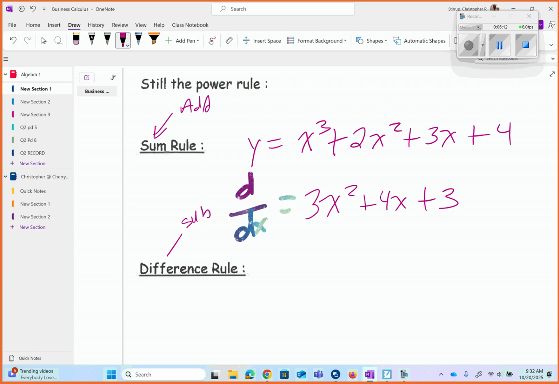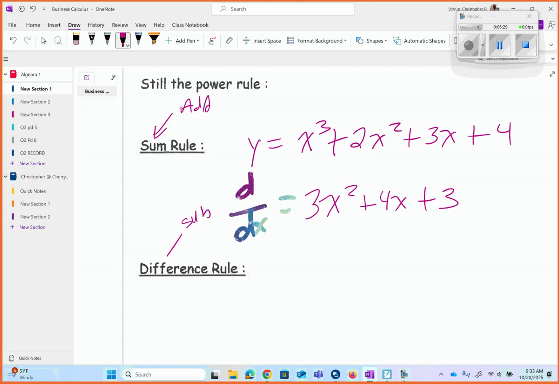So why does that work? Well, you take it just part by part. Take the derivative of x to the third. That 3 comes down front, I lower the exponent by 1, so 3x squared. And then if I take the derivative of this, bring the 2 down front.